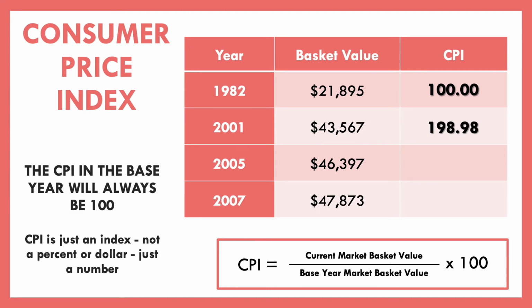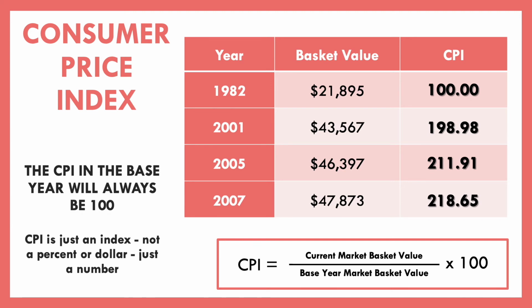Well, how about for 2005? In 2005, what we do is we take 46,397, we divide it by 21,895, and we get 211.91. And then finally for 2007, we take that current value of that market basket. So we take 47,873. We divide by our base year of 1982, so we divide it by 21,895, multiply by 100, and we get 218.65.